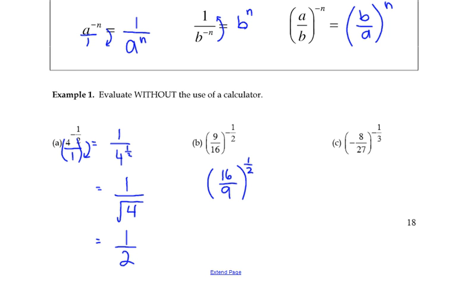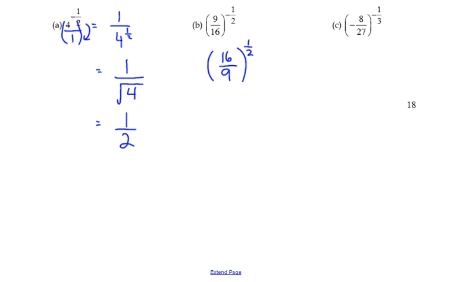Okay, when you see a fractional exponent, what do we think? You're right. We think, what? Can you put that away, please? And work on math. When we see a fractional exponent, what do we think? Radical. So square root of 16 over 9. So what's the square root? 4 over 3. Okay, good.